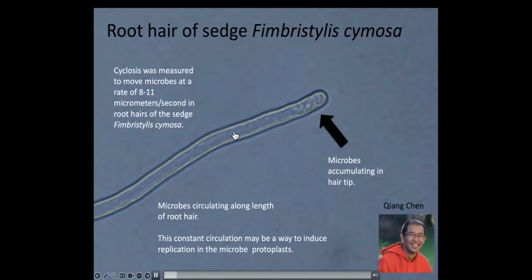This shows the movement. You see it going around. You see them accumulating at the tip. As they accumulate at the tip, what happens is, and this is based on our experiments, the model that we have for how this works, they secrete those hormones in bulk, in mass, and that causes a growth spurt.